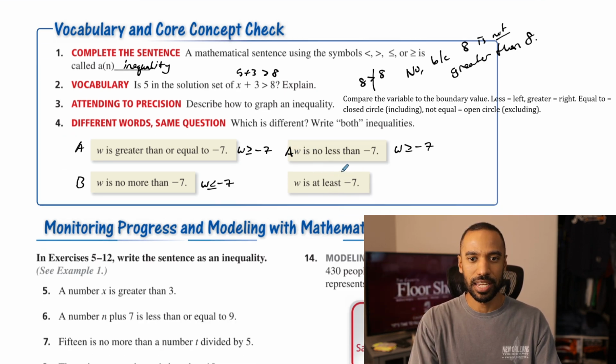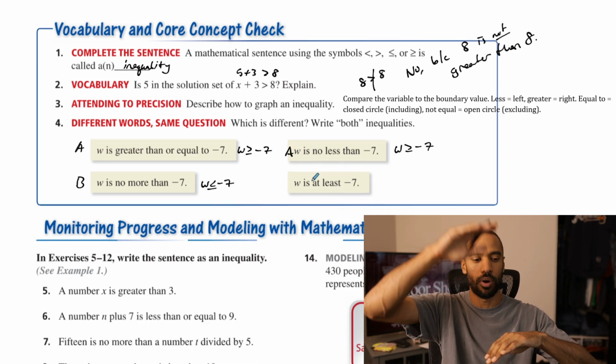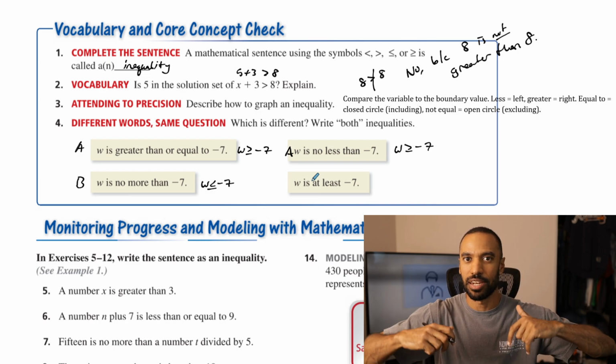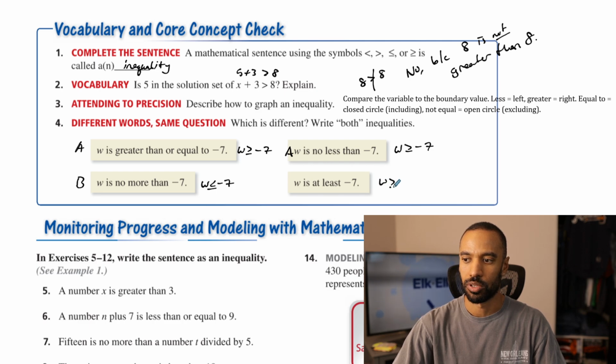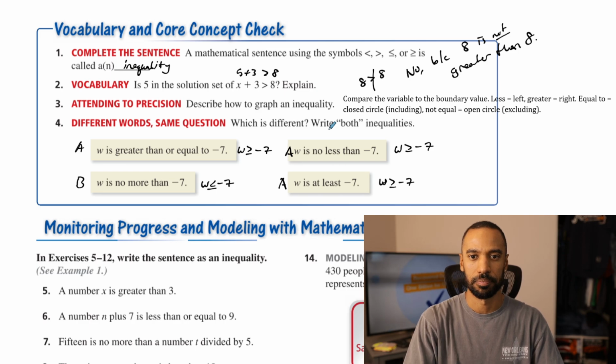W is at least -7, at least that or more. This and then some. -7 is the absolute least. If you have it smaller, that'd be a problem. So that's also greater than or equal to -7 there. So there's the wording, and that's good to kind of jump into those that way.